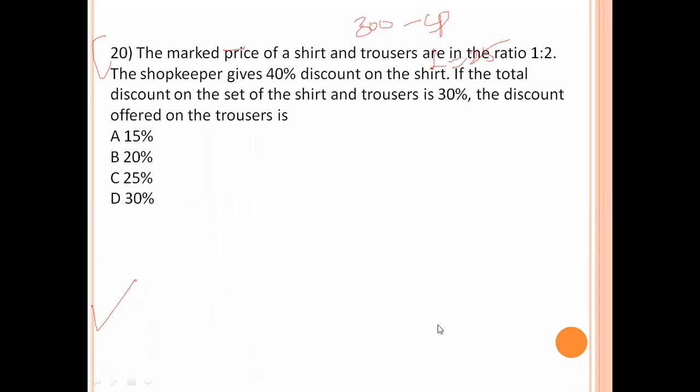Last question. The market prices of a shirt and trouser are in the ratio 1:2. The shopkeeper gives 40% discount on the shirt. The total discount on the set of shirt and trouser is 30%. What is the discount offered on the trouser? Suppose we take the market price of the shirt as 100, so the trouser is 200. The shopkeeper gives 40% discount on the shirt, so he pays only 60.